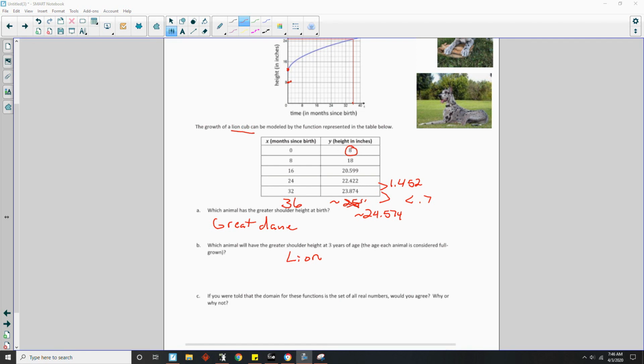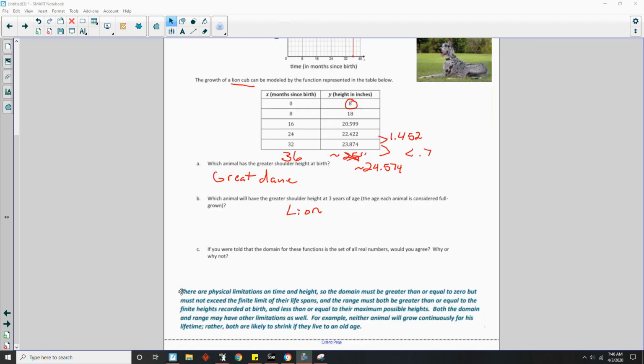So how could we word this? Okay, so how's this? There are physical limitations on time and height. So the domain must be greater than or equal to 0, but must not exceed the finite limit of their lifespan. So Great Danes live 8-9 years. I had one that lived to be 11 or 12, but that's pushing it.